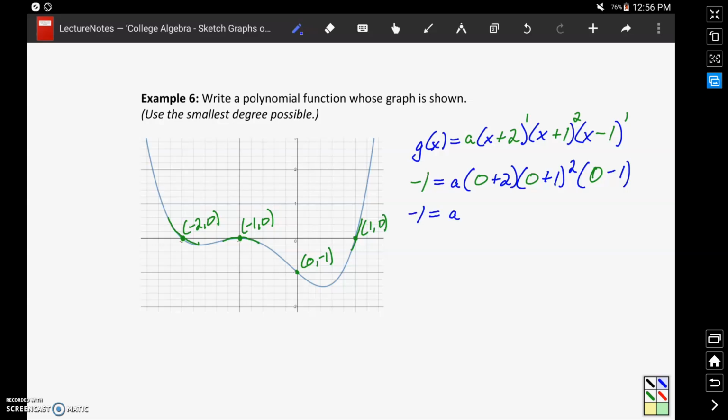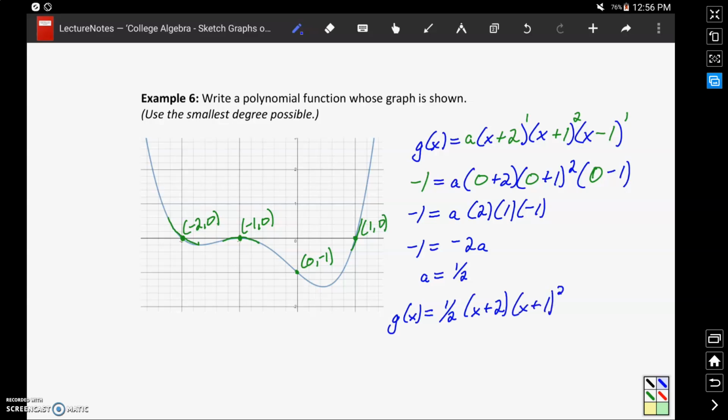Which will give us negative 1 is equal to a times 2 times 1 times negative 1, or negative 1 is equal to negative 2a. Dividing both sides by negative 2 will give us a is equal to positive 1/2, meaning our function g of x that corresponds with that graph to the right would be the function 1/2 times x plus 2 times x plus 1 squared times x minus 1.